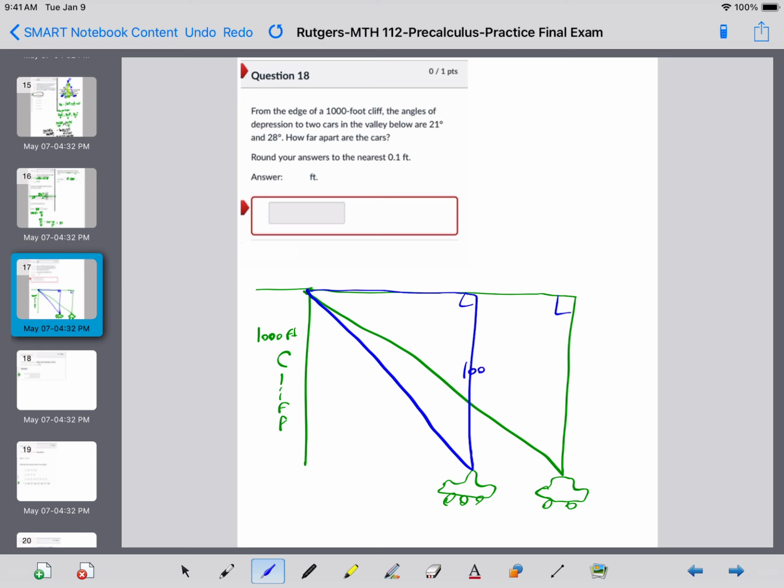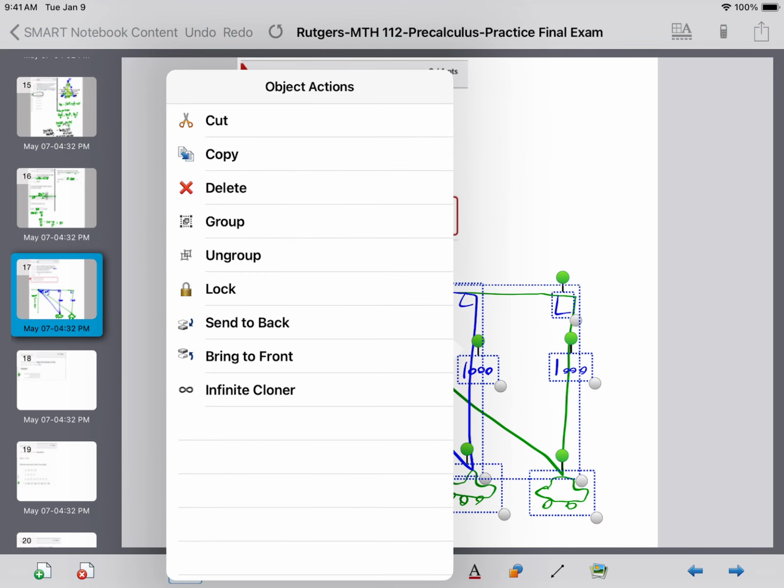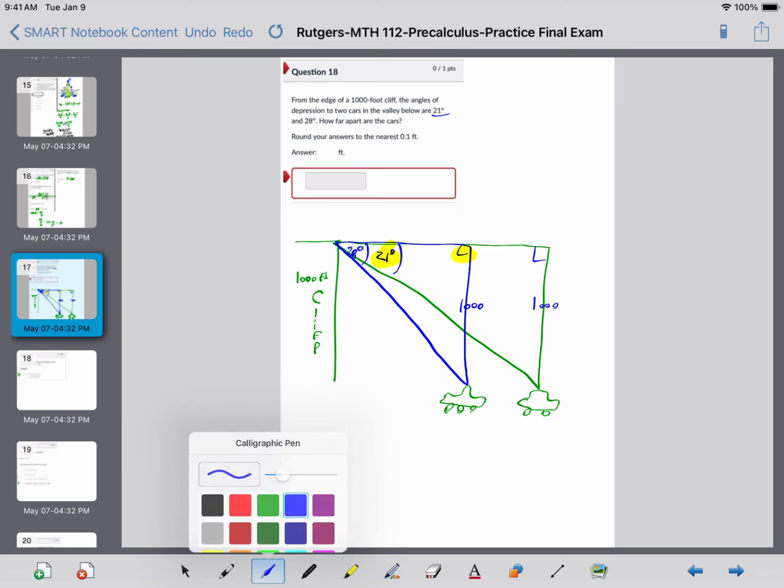This is 1,000 feet. This is 1,000 feet. And then the longer triangle will have the more mellow angle. So that's going to be 21 degrees, whereas the steeper angle is 28 degrees. So now I can use my law of sines, because think about it, I have an angle for both. I have 2 angles, so I could find the other angles.